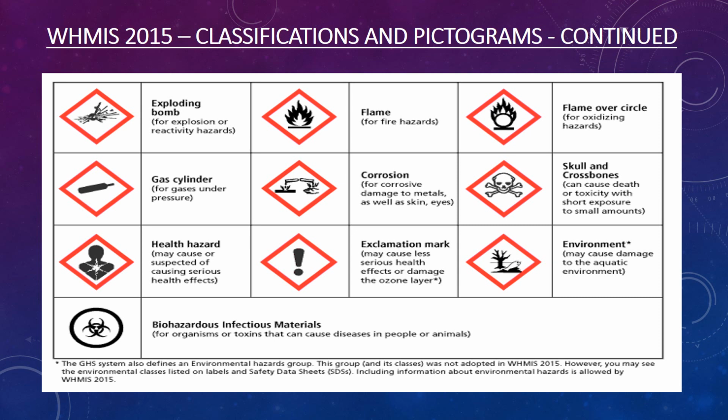Exploding bomb, for explosion or reactivity hazards. Flame, for fire hazards. Flame over circle, for oxidizing hazards. Gas cylinder, for gases under pressure. Corrosion, for corrosive damage to metals as well as skin and eyes. Skull and crossbones, can cause death or toxicity with short exposure to small amounts.